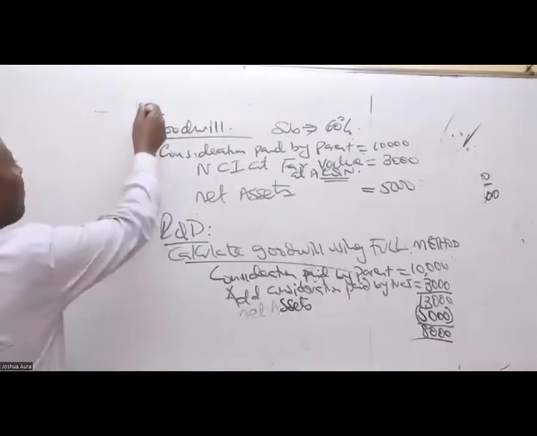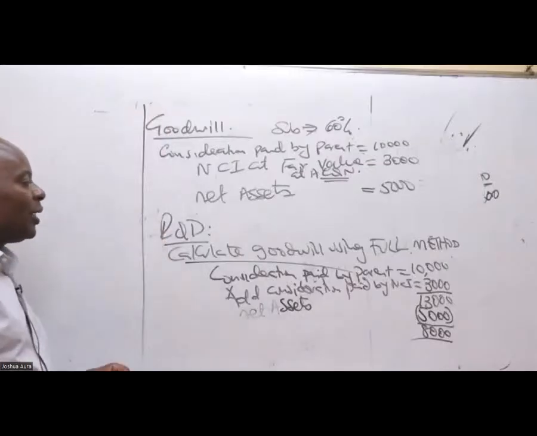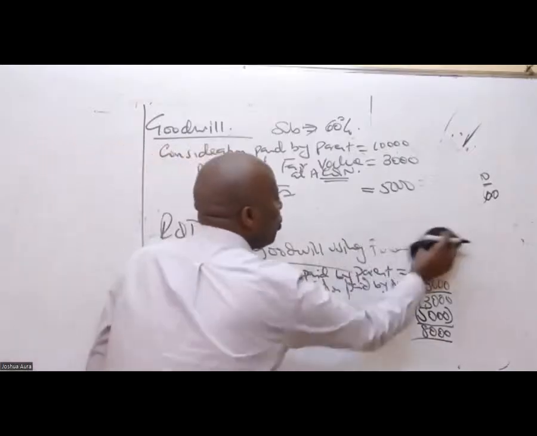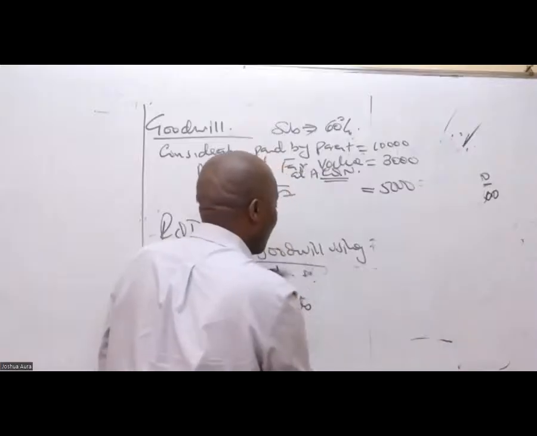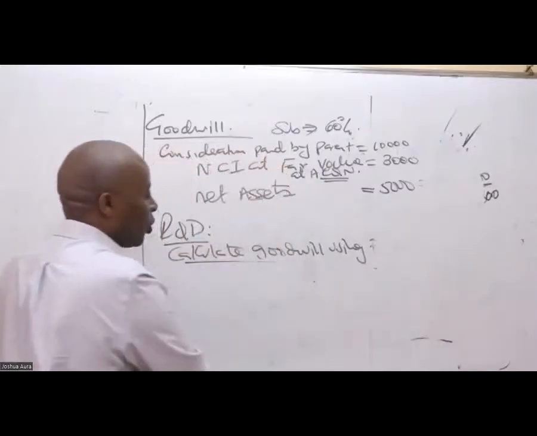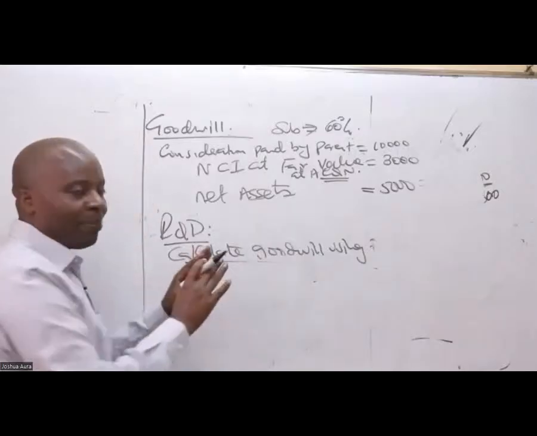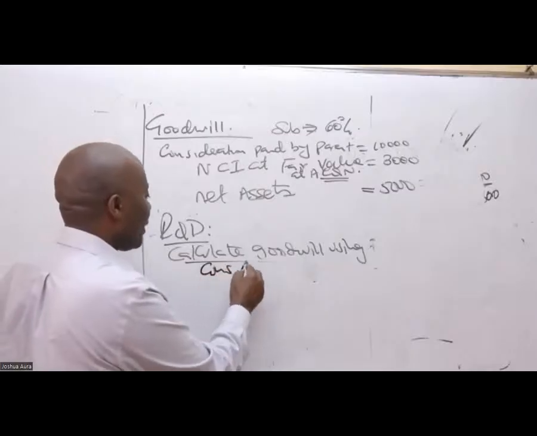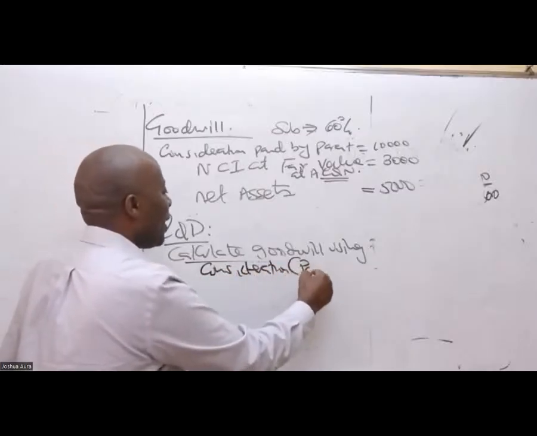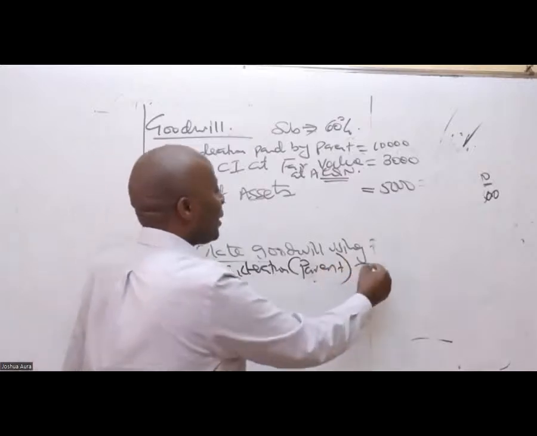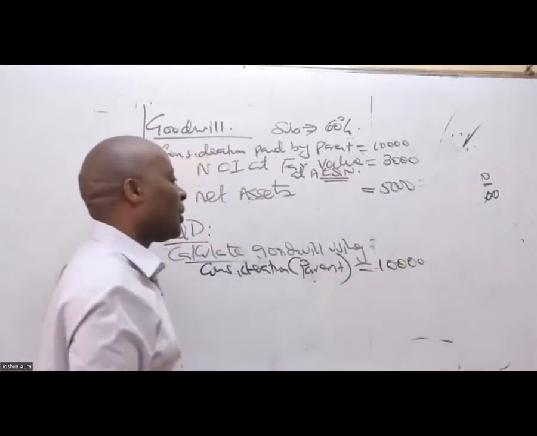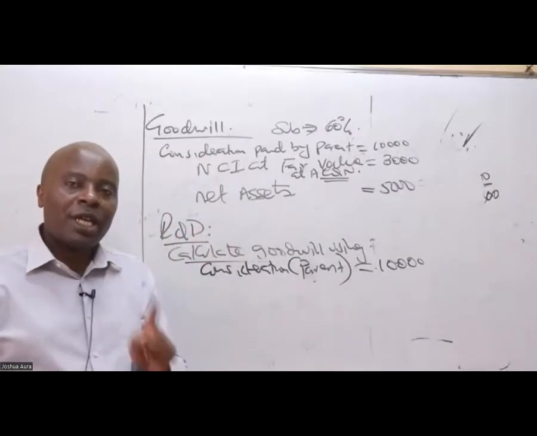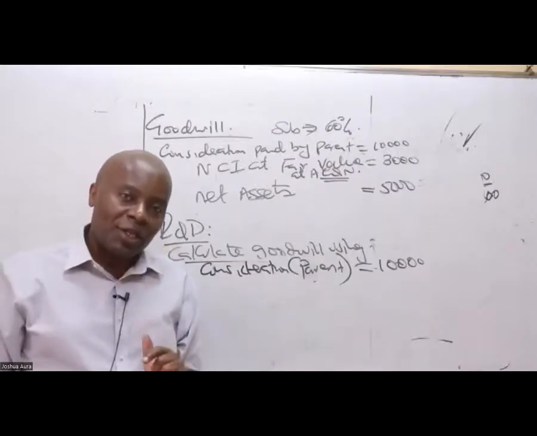From there you now go to partial method. You hear partial method: calculate goodwill using partial method. So with partial method, you only consider the consideration that has been paid by the parent alone. So you come and give us consideration by parent, and the parent has paid 10,000 for the subsidiary. If you don't consider NCI, then you also forgo the net assets of NCI.